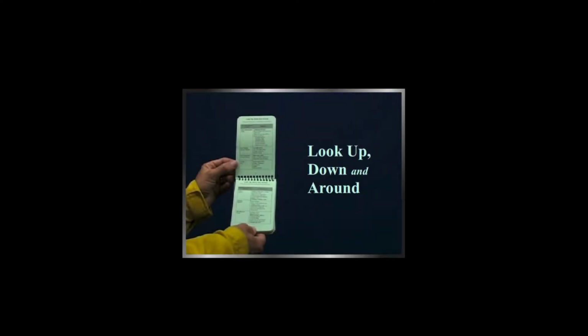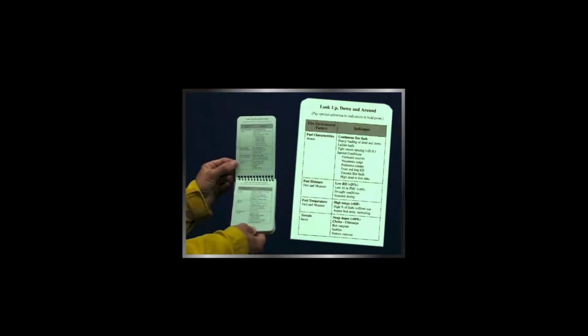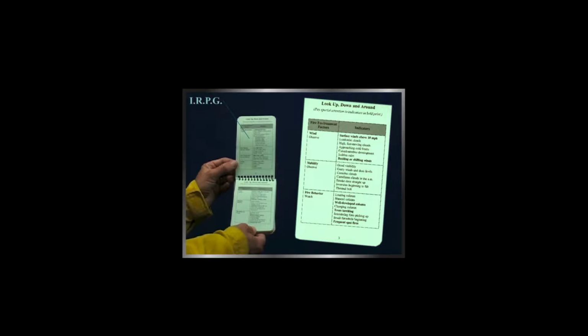Look up, down, and around refers to the 7 environmental factors and their respective indicators, which are listed in the Incident Response Pocket Guide. All the indicators are important, but pay special attention to the indicators in bold print. Using the indicators is one of the keys to successfully applying the risk management process.